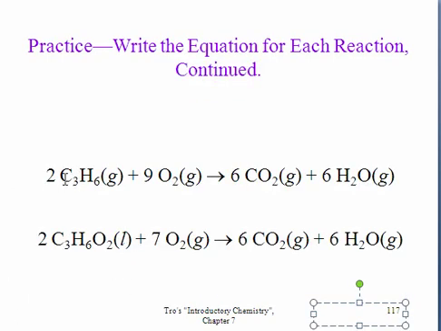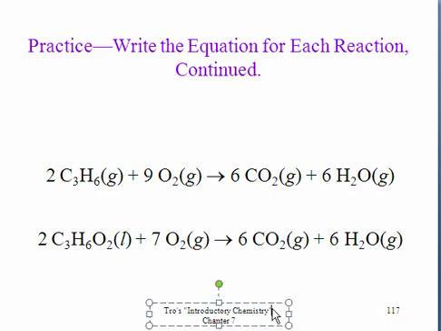Okay, so you notice that this reactant has both carbon and hydrogen in it, so the products are going to be carbon dioxide gas and water gas. Then to balance it, so we get a whole number with our oxygen, we have 2 cyclopropanes, 9 oxygen, 6 carbon dioxide, and 6 waters.